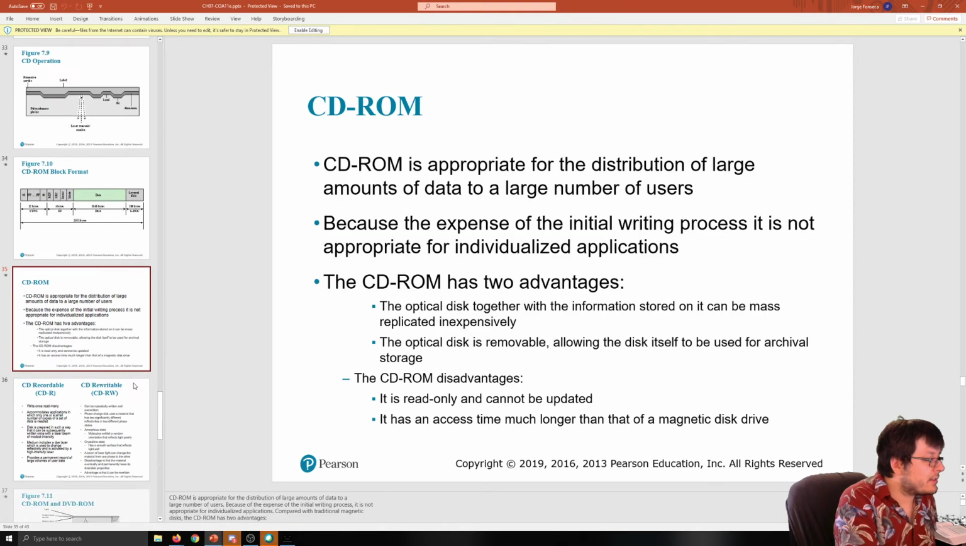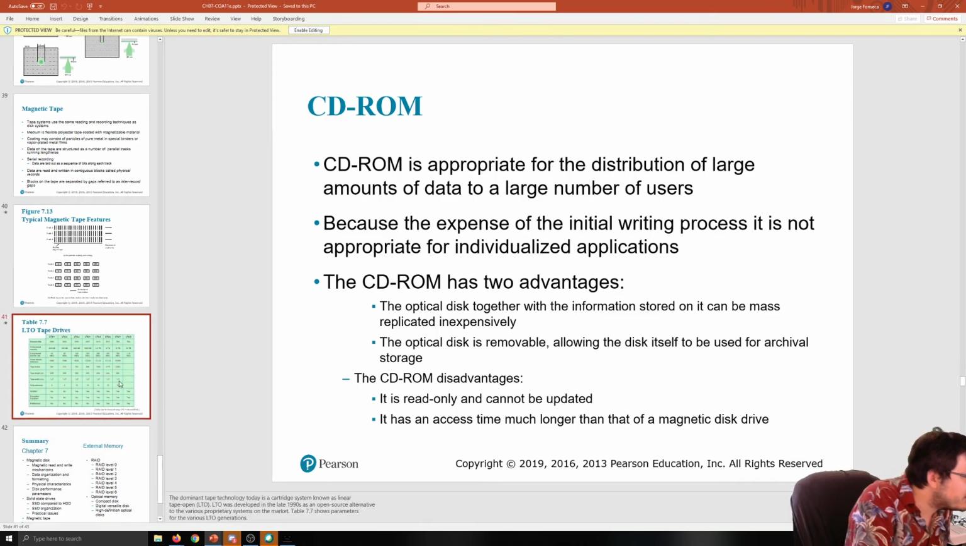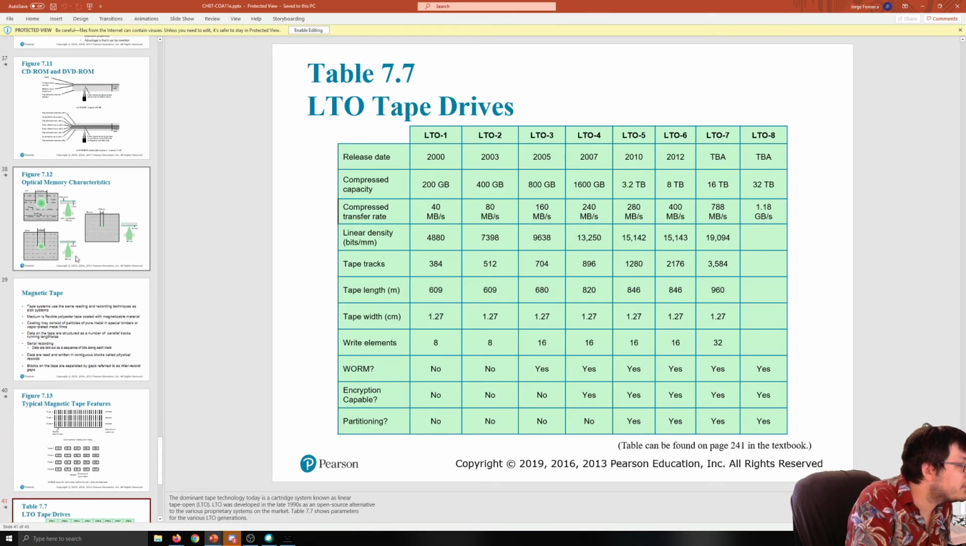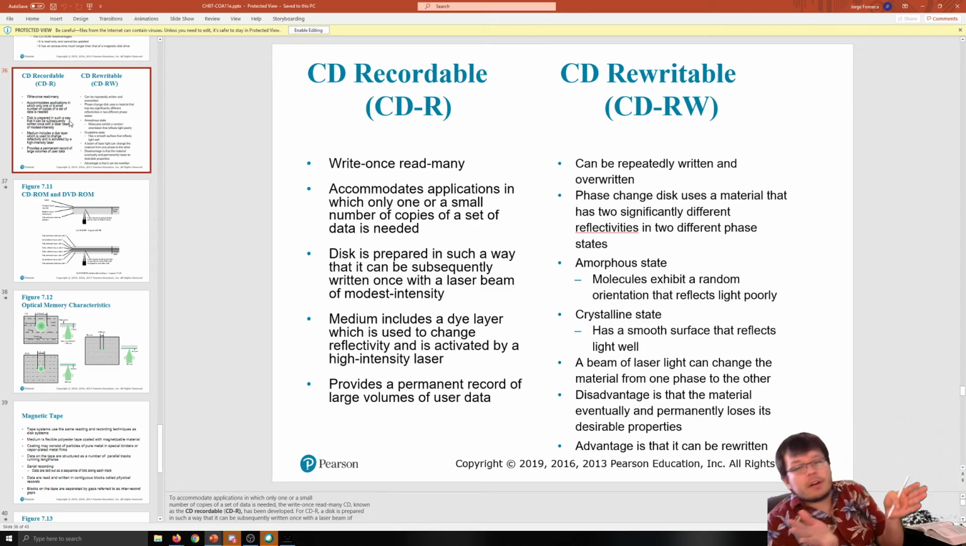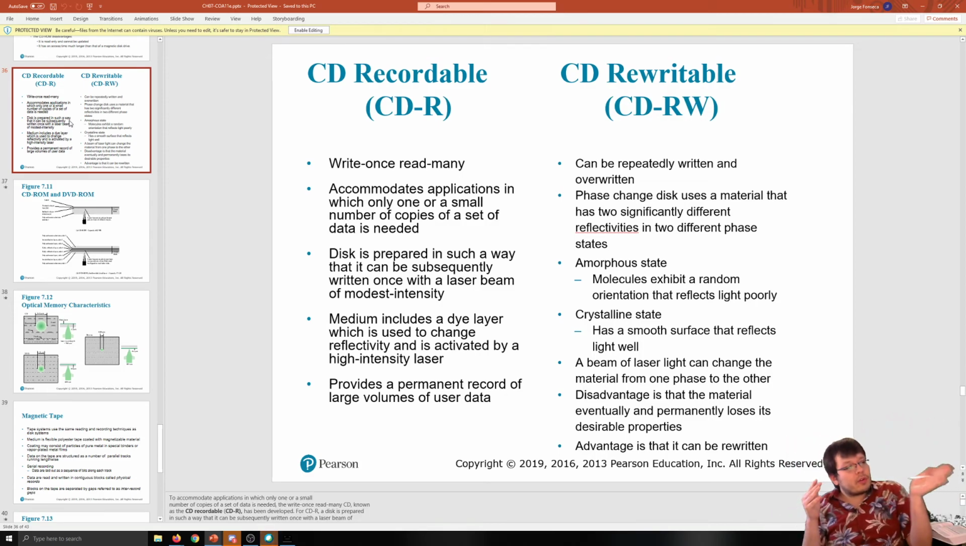So there's a chart hopefully somewhere here of the different CDs. Well, there's this one here. There's CDR and CDRW. Just R means recordable and RW means rewritable. Recordable are ones where you would buy the discs and you would only be able to write to it once. And then RW were ones you could rewrite multiple times.